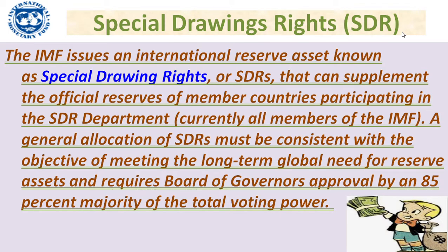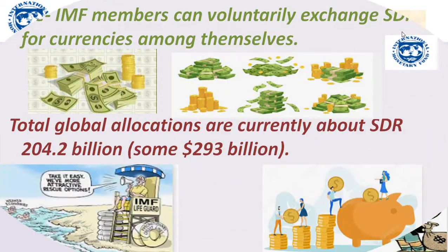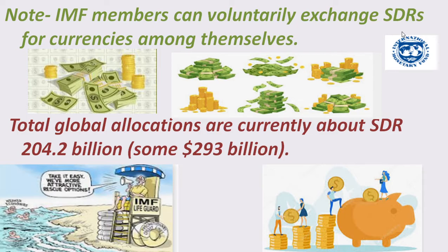Special drawing rights. For this I will create one more slide so that it will be clear to you about SDR, because it is a very important term of the IMF. Note, IMF members can voluntarily exchange SDRs for currencies among themselves. Total global allocations are currently about SDR 204.2 billion, some $293 billion.